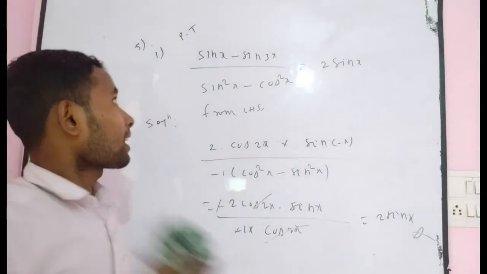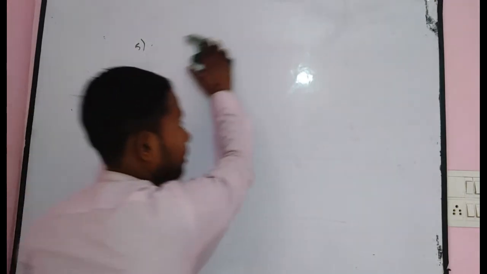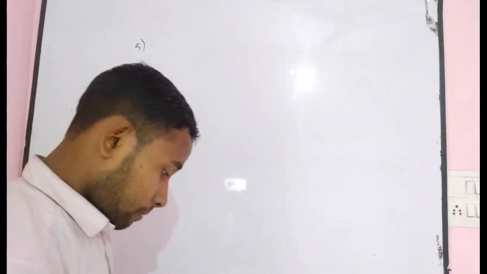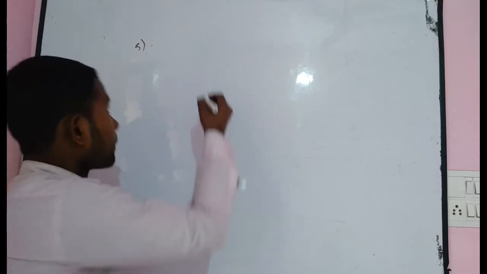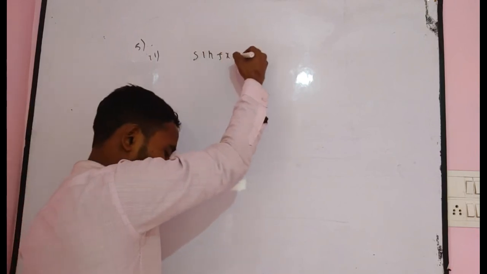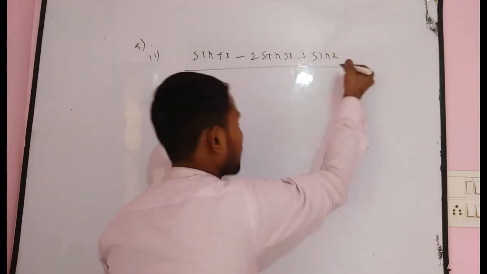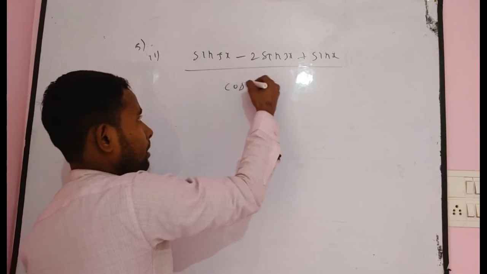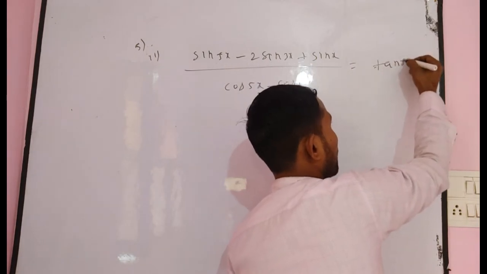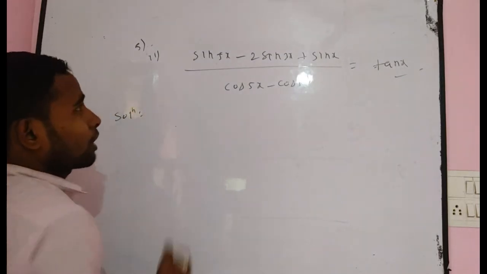Again, I take another example for you. Second, in this problem it is given that you have to prove sin 5x minus 2 sin 3x plus sin x divided by cos 5x minus cos x is equal to tan 2x. You have to prove it. Now a simple question arises: how can we solve it?